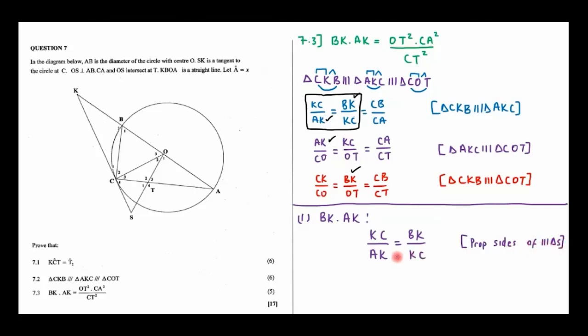Okay, so now here, what do we see? We're going to cross multiply. By cross multiplying, I can see that KC times KC gives me KC squared, right? And then here I can see BK and AK, that's where I get my BK times AK. So what does this mean? It means that BK times AK, its value, is KC squared.